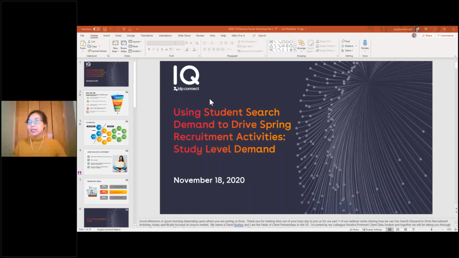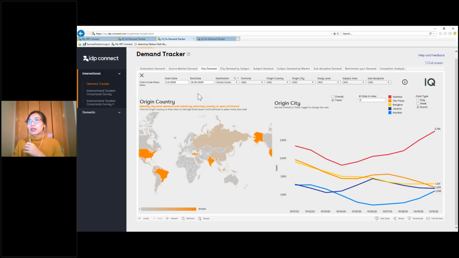So let me stop sharing this screen, and then I'm going to pull up our tool, which is the demand tracker tool. For those of you that have access to our demand tracker, I'm just going to quickly show you the one that we have. I think the screen is loading, so give it a second. Okay, so here we go.